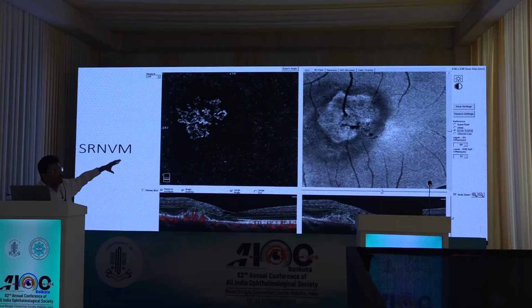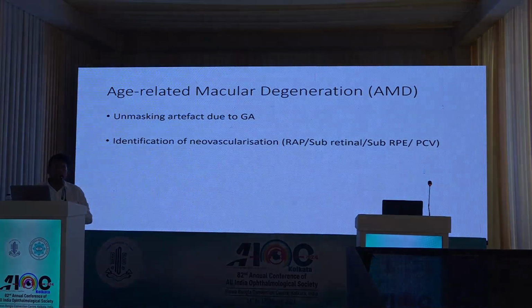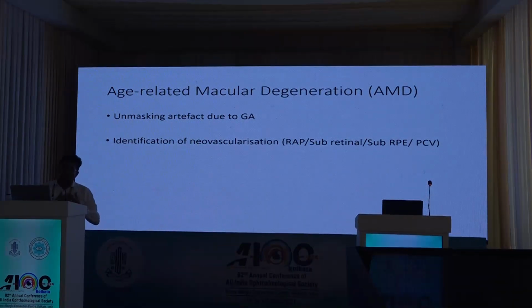You can see this entire front of secondary neovascularization, or subretinal neovascularization, which is seen in the case of macular telangiectasia. So various stages of macular telangiectasia, right from the earlier stage, which is the development of the telangiectatic vessels, to the late stages where there is a development of a secondary neovascularization, can be identified with OCT angiography.